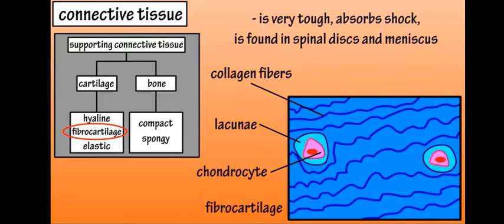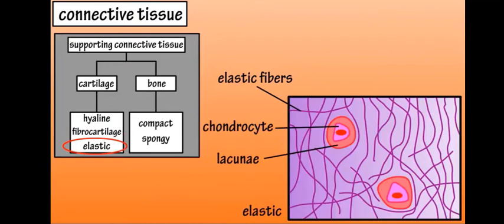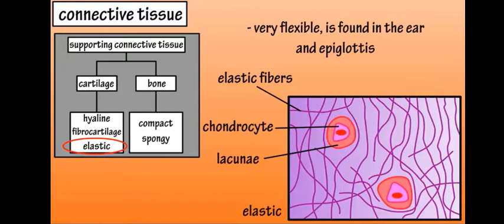It is the toughest form of cartilage, and it is what makes up the discs of the spine and the meniscus in the knee joint. The third type of cartilage is elastic cartilage. Elastic cartilage contains some collagen fibers and a high number of elastic fibers, and it also has chondrocyte cells and lacunae. This cartilage has a high degree of flexibility and can be found in the external ear and in the epiglottis, which prevents swallowed food from entering the trachea.